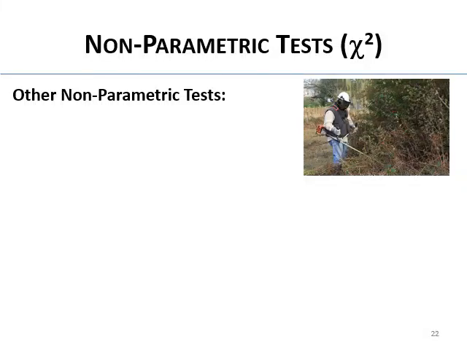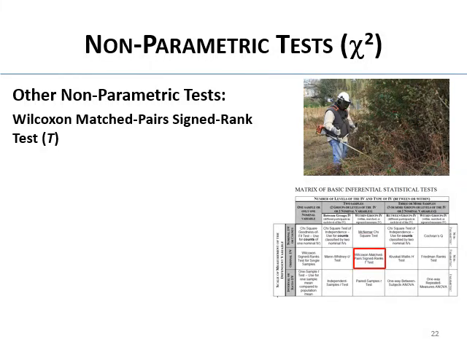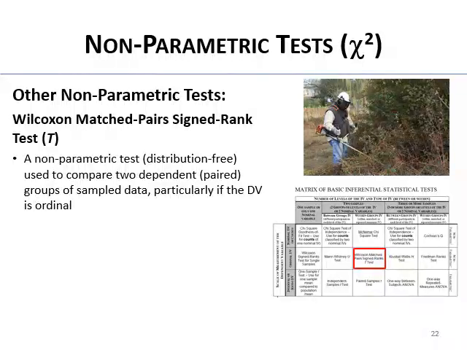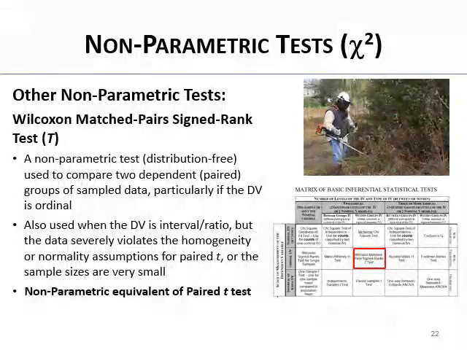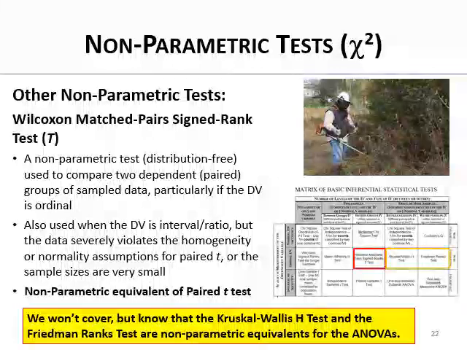So another non-parametric test of note is the Wilcoxon Matched-Pairs Signed-Rank Test. That's the one that's above paired samples t-test. It's a non-parametric test used to compare two dependent groups of data, so you've got a within design, particularly if the DV is ordinal. And again, you can also use it if you wanted to use a paired t-test, but you couldn't because you violated homogeneity or normality and you had small sample sizes or whatever. You always have this backup called Wilcoxon's Matched-Pairs Signed-Rank Test. So it is the non-parametric equivalent of the paired t-test.